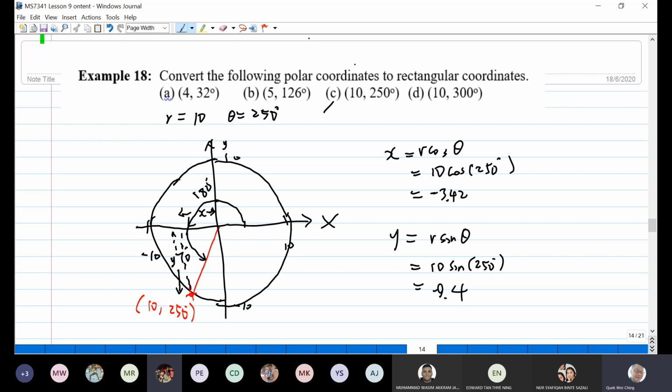So this is example 18C. Okay, last example for this chapter, 18D.